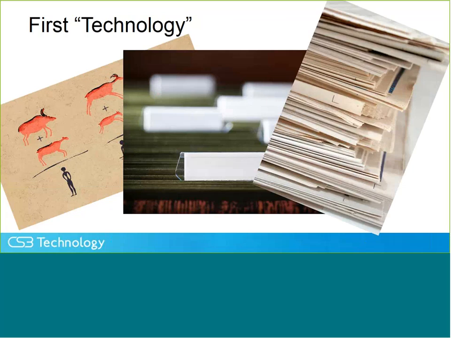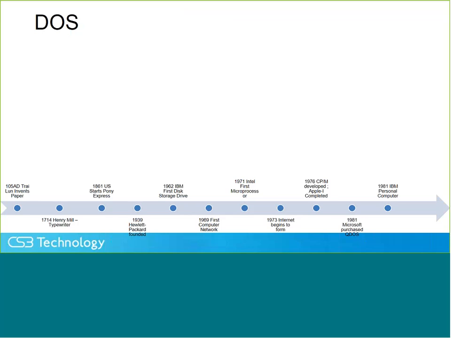So beyond paper, let's talk a little bit about DOS. So you see my timeline down there at the bottom. I went ahead and put paper when it was invented in 105 AD, and then we have the typewriter next, right, in 1714. And then from there, the Pony Express was in 1861. So from 1861 all the way to 1939, that's when Hewlett-Packard was founded. So pretty big jump there, a pretty big span of time.